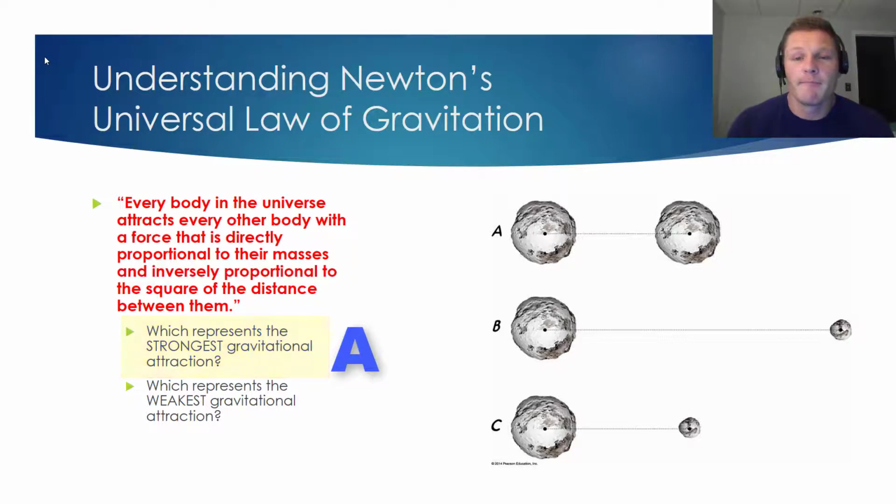Now for the second question, which represents the weakest gravitational attraction, we have to keep in mind that if we're talking about similarly sized objects, the gravitational force between the two objects will be weaker if they're further apart. So the answer to the second question is choice B.